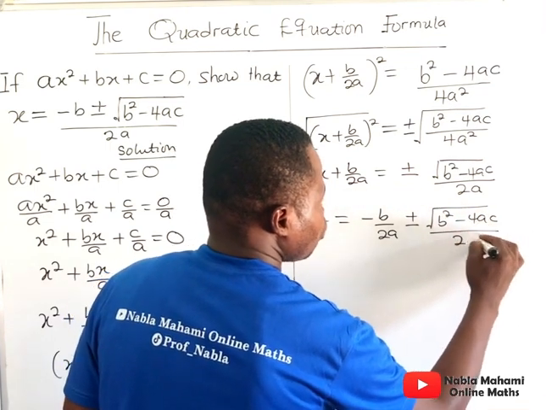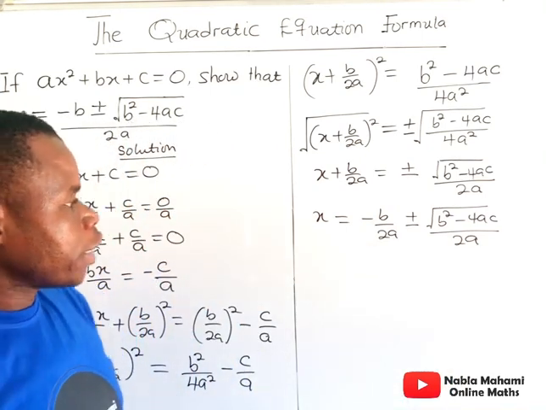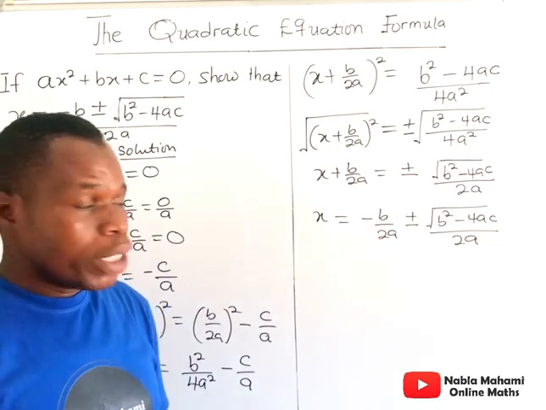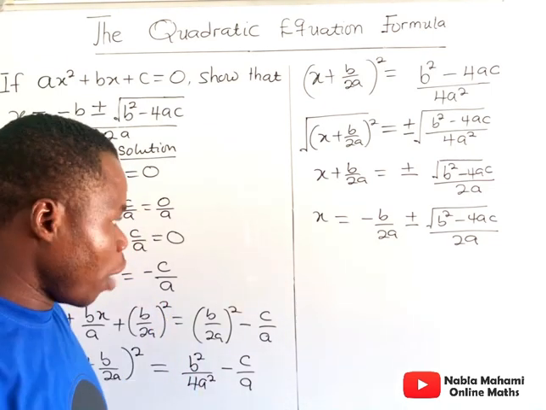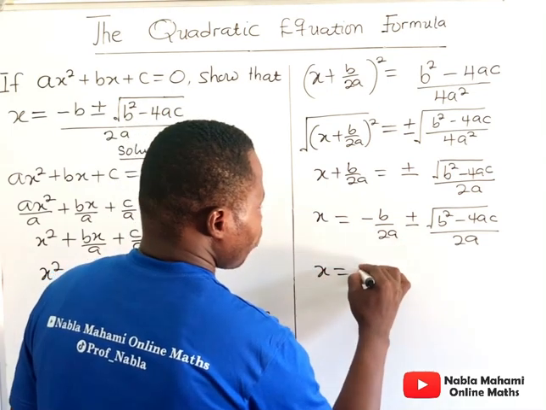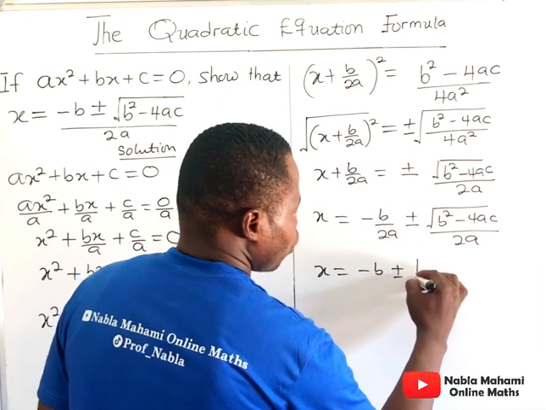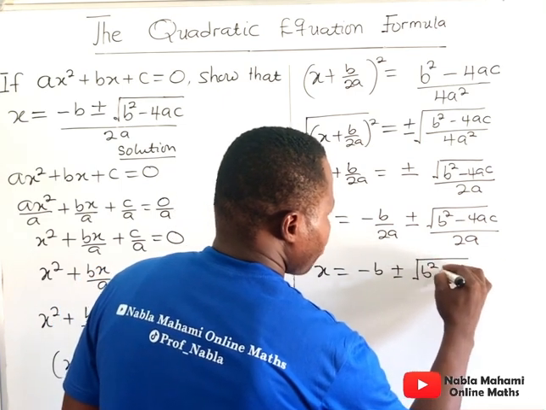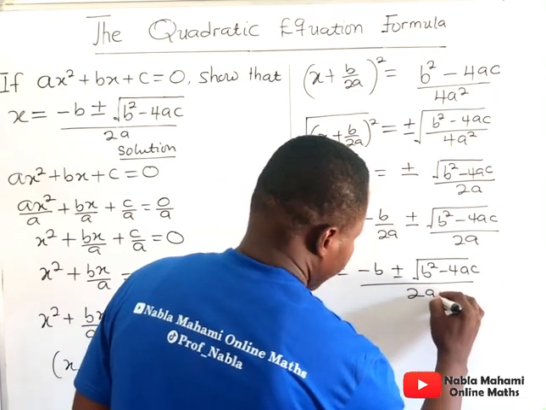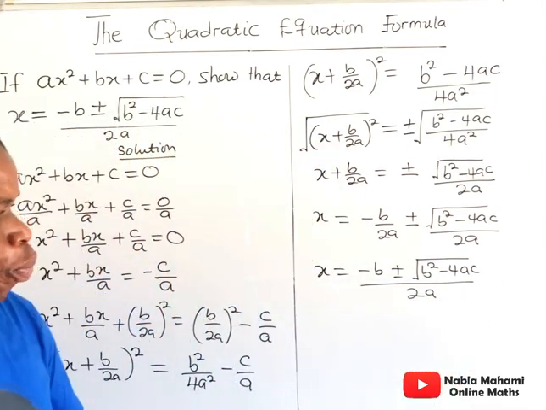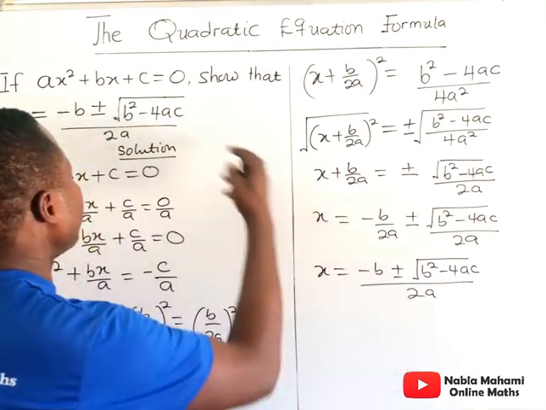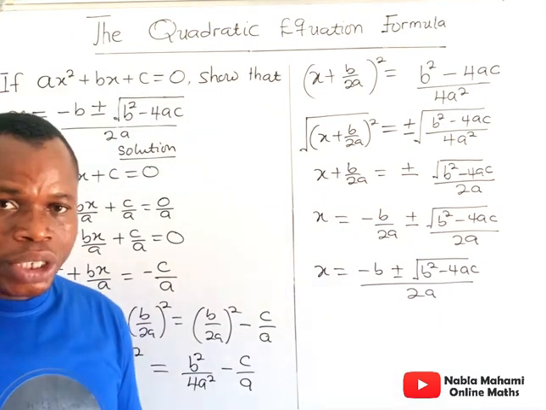From this point, you can see that the denominator here is 2a, here too is also 2a, which means they have the same denominator. So we can just pick one and use it as our denominator for all the numerators. So meaning x will be equal to minus b plus or negative square root of b squared minus 4ac all over 2a. And this is how we prove the general quadratic equation formula. And you can see that this is the same thing as what is given in the question.